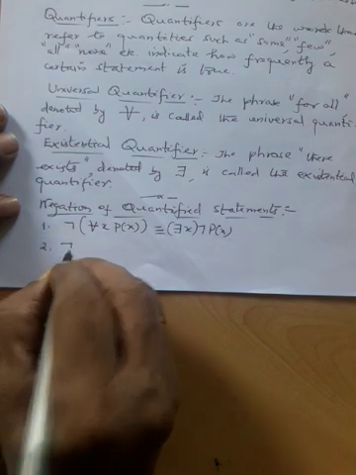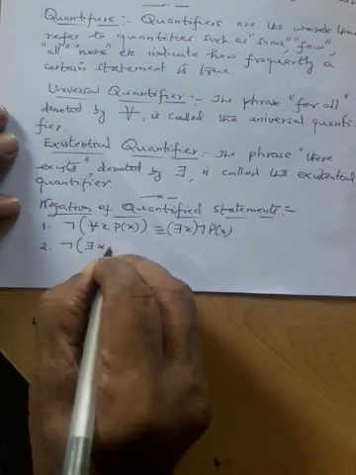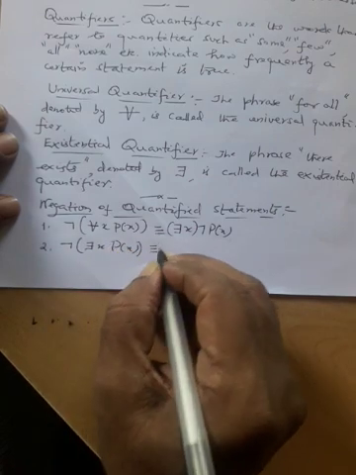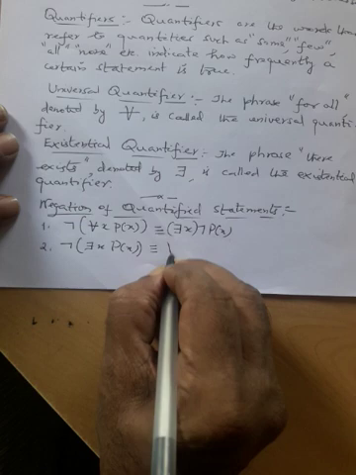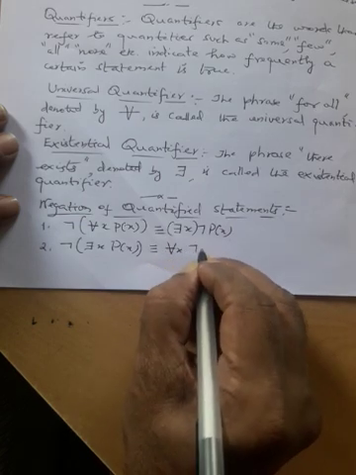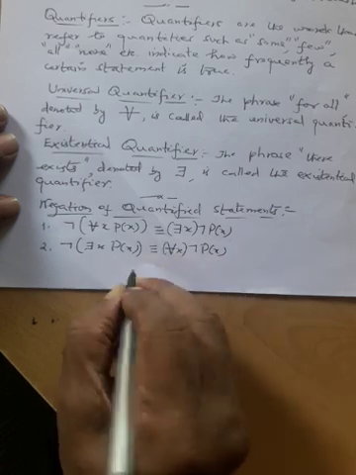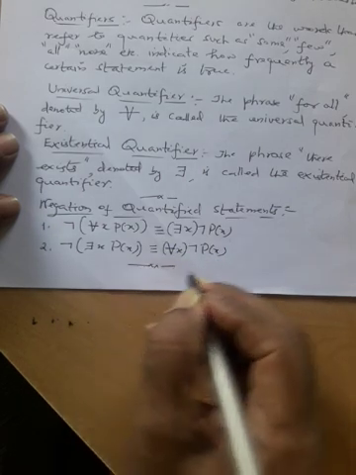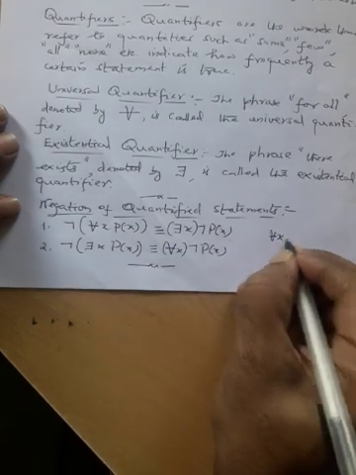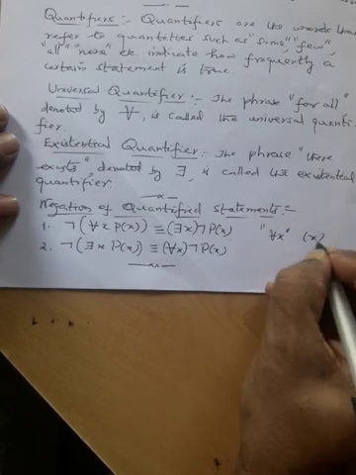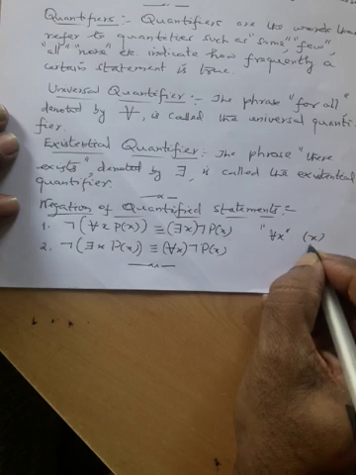Second one, similarly, negation of there exists x P of x is logically equivalent to for all x, negation of P of x. Some authors use the symbol for all x as x within brackets. This is the meaning of for all x.